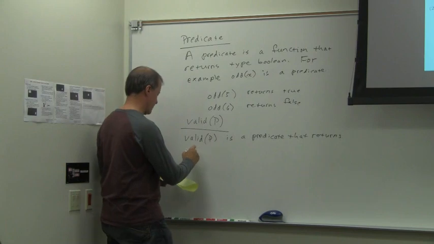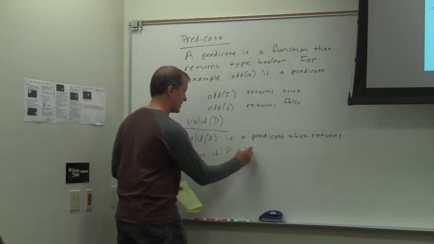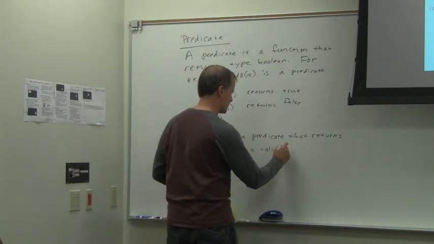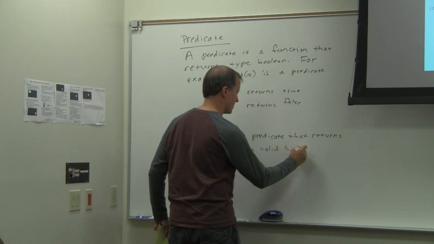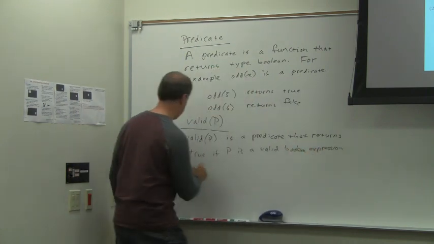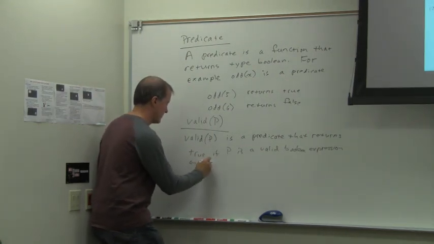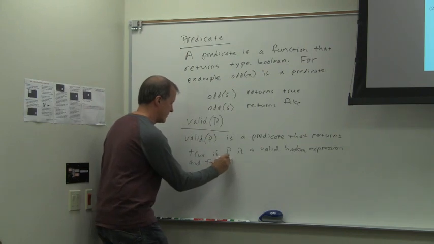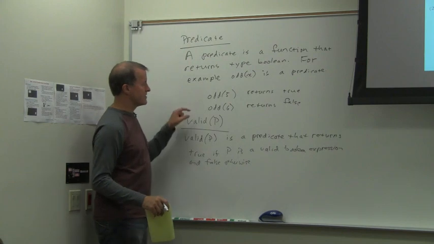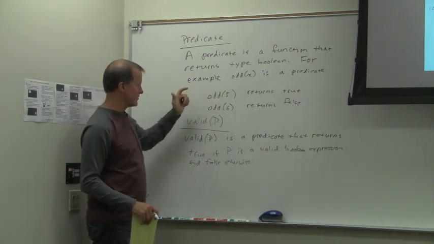That returns true if P is a valid Boolean expression, and false otherwise. The key thing is that it returns Boolean. In the same way, odd 5 returns true, odd 6 returns false.